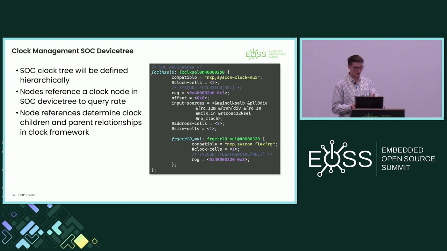There's a quark multiplexer and then a multiplier down here. And the idea here is, the multiplier is the child of the multiplexer and can request a rate from it. So the reason we're doing this all hierarchically in device tree is because then we can build that relationship of quark structures that reference their parents with device tree macros and then can query rate from their parent.